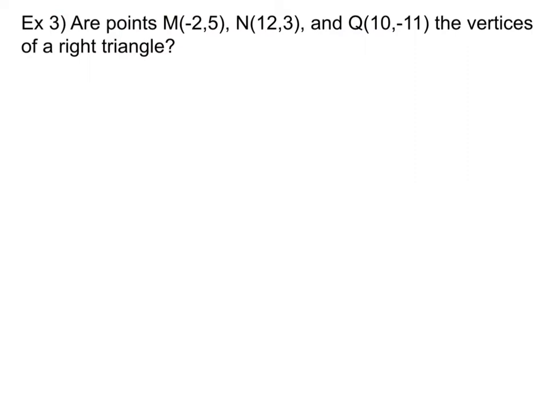Alright, so for this one, we want to know if the points M, N, and Q are the vertices of a right triangle. In order to determine if they're vertices of a right triangle, we got to find the distance between each one of those because that's going to give us our side lengths. And that's how we can use our Pythagorean theorem. So, let's do this thing. We have side length MN that we get to find. We get side length NQ that we get to find. And last but certainly not least, we get side length MQ that we get to find.